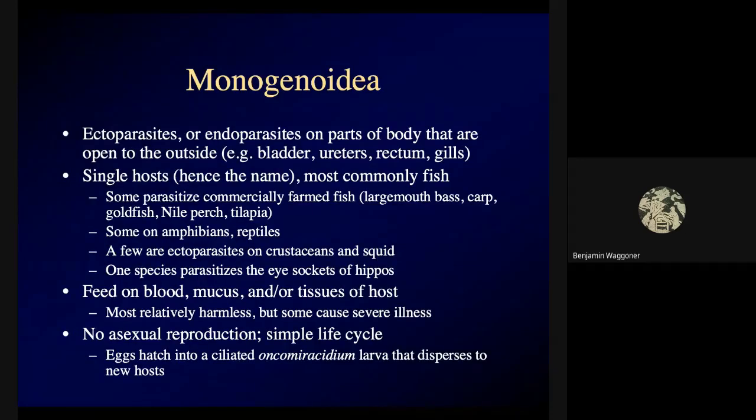And monogeneans don't parasitize humans. They don't parasitize most species of veterinary importance. Although one of you, I forget who, was interested in zoo animal veterinary practice. And so I'll tell you, there is one species that is a parasite inside hippopotamus eye sockets. There are some that will parasitize amphibians and reptiles, but where they intersect with humanity most is probably in commercially farmed fish. There are some that can cause damage to salmon stocks. There's others that will parasitize largemouth bass, carp, goldfish.